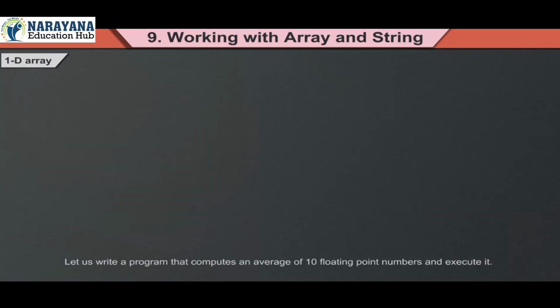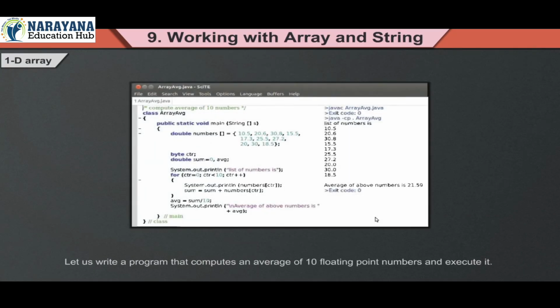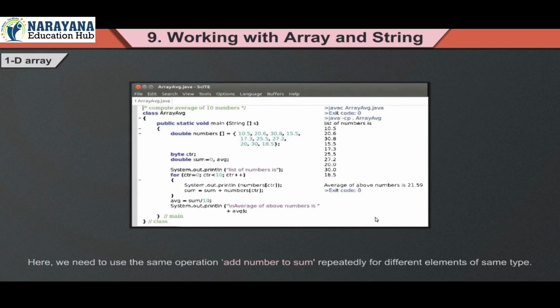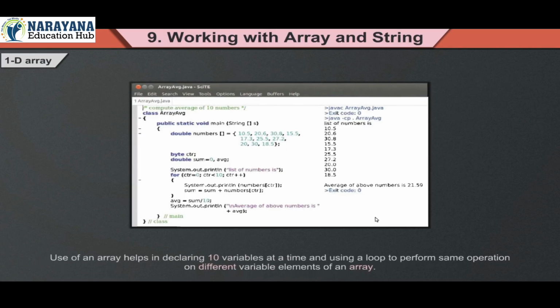Let us write a program that computes an average of 10 floating point numbers and execute it. Observe the code listing and its output as given in the figure. Here we need to use the same operation, add number to sum, repeatedly for different elements of the same type. Use of an array helps in declaring 10 variables at a time and using a loop to perform the same operation on different variable elements of an array.